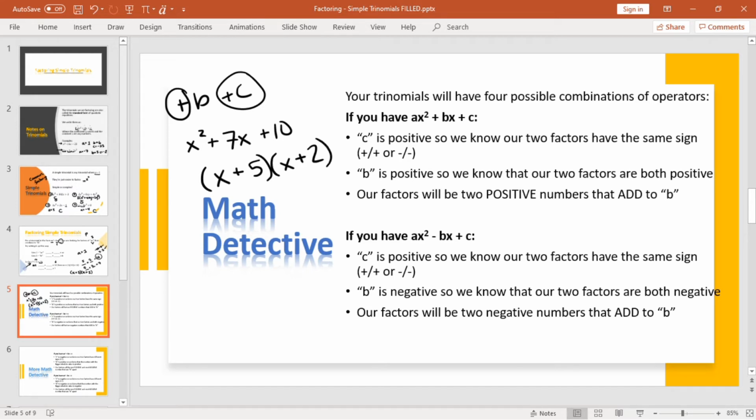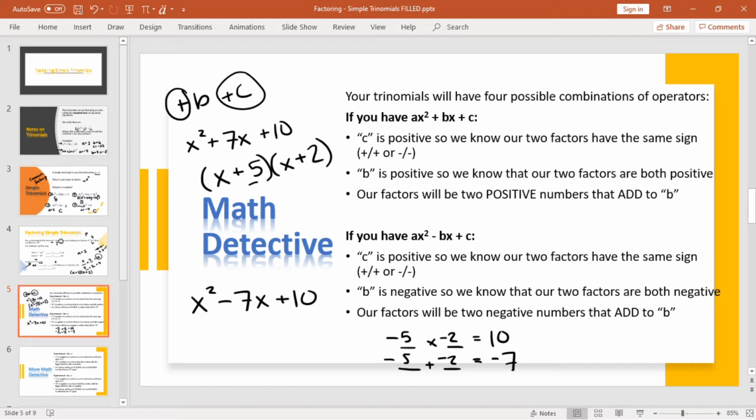Two factors that multiply to 10, 5 times 2, and add to 7, 5 plus 2. Now, I can still have a positive c value, but end up with a negative b value. All that means is I'm still going to use 5 times 2 equals 10, but in order to make 5 and 2 equal negative 7, they must both be negative.